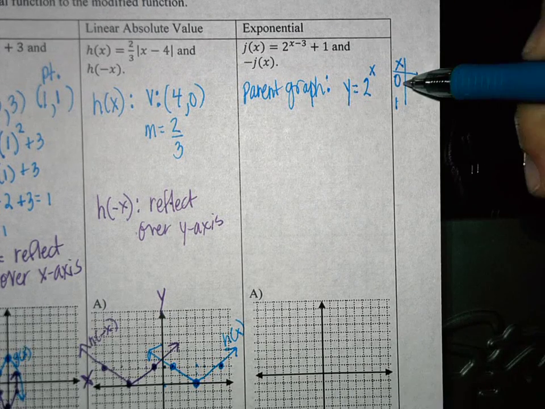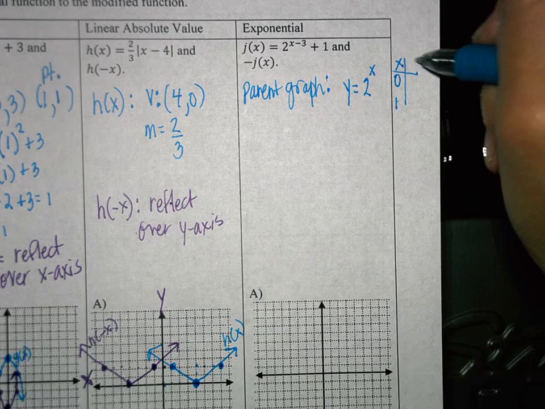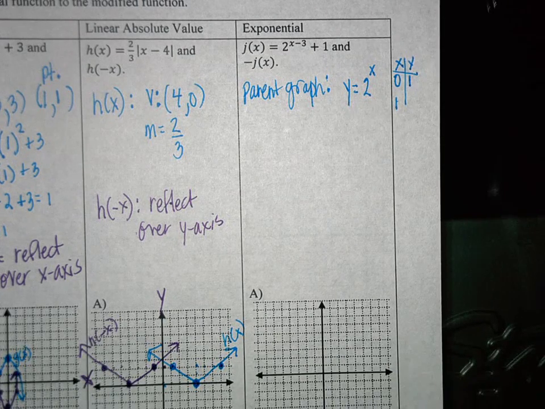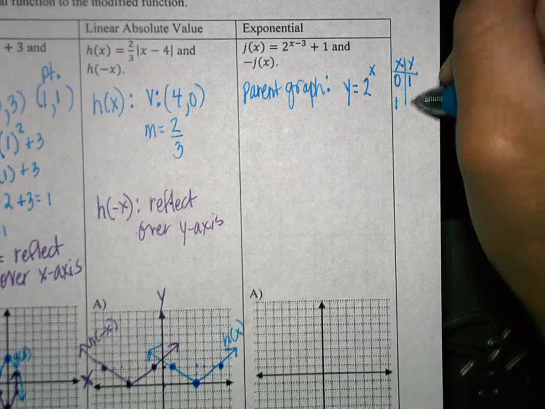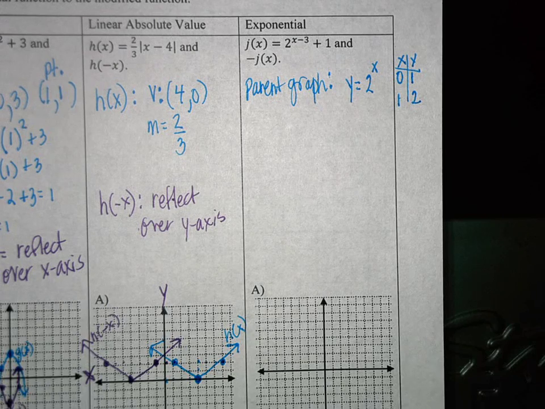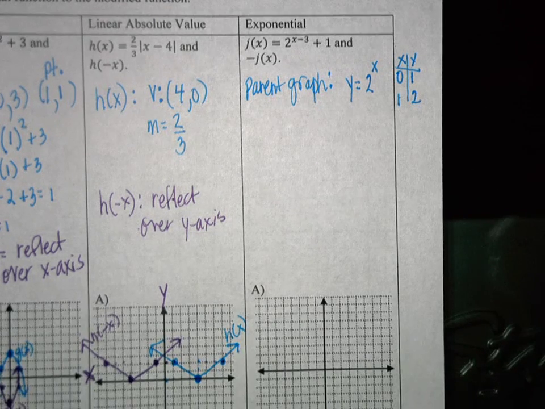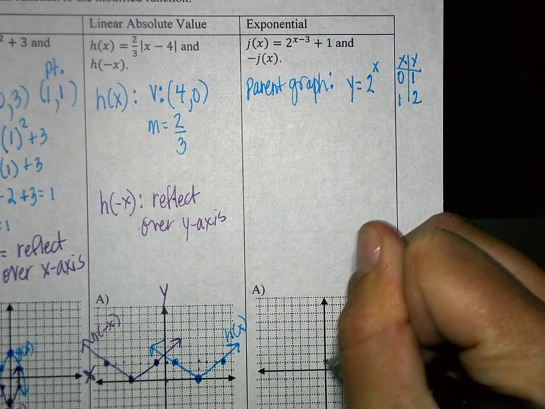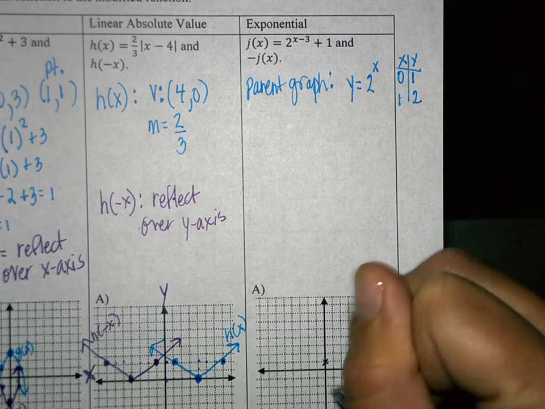When I plug in 0 for x, which value do I get for y? 1. Good. When I plug in 1 for x, what value do I get? So do you remember what we do on our graph? We're going to put x's at these points because they're not actually points on our graph, but they are starting points before we translate. So I'm going to use a different color, like a pencil, or mine's a black pen. And I'm going to make an x at 0, 1, and I'm going to make an x at right 1, up 2.